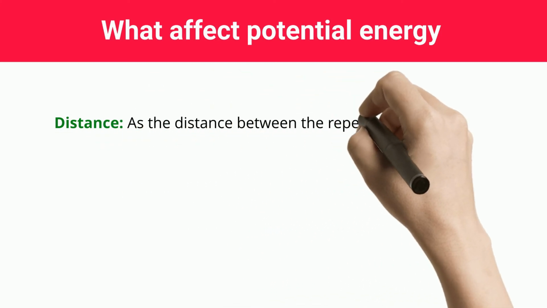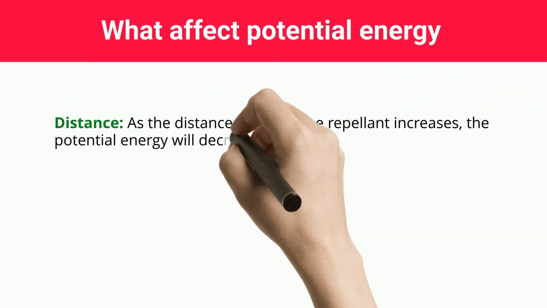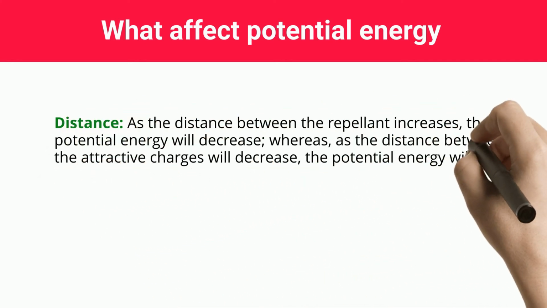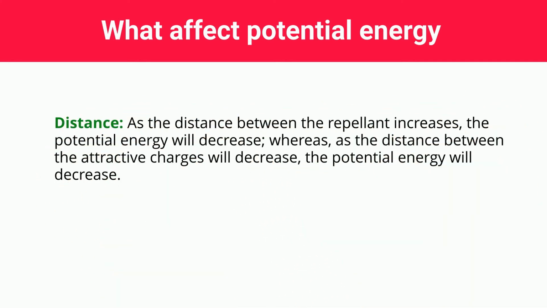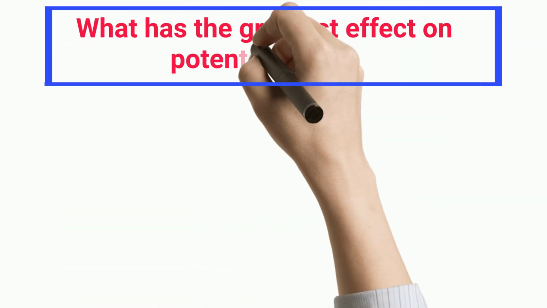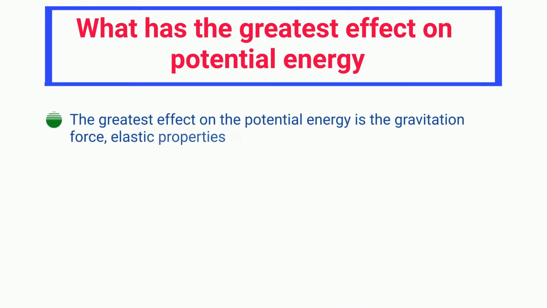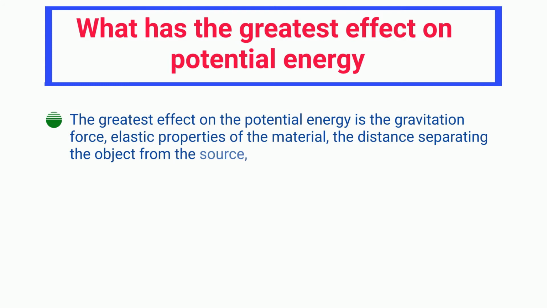Distance. As the distance between the repellent charges increases, the potential energy will decrease, whereas, as the distance between the attractive charges decreases, the potential energy will decrease. What has the greatest effect on potential energy? The greatest effects on the potential energy are the gravitational force, elastic properties of the material, the distance separating the object from the source, and the mass of the object.